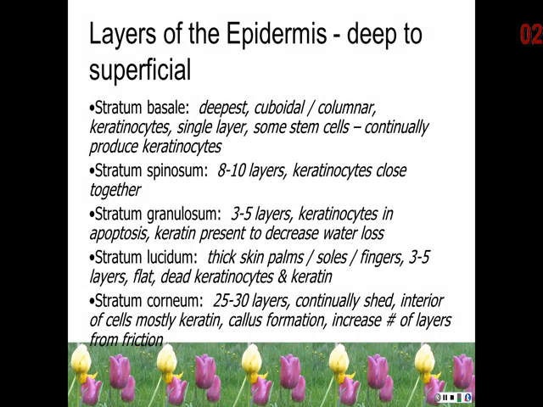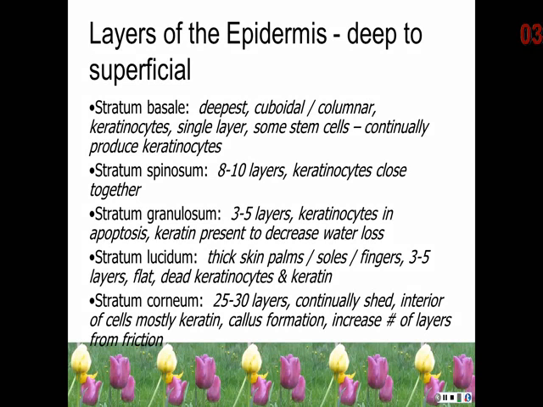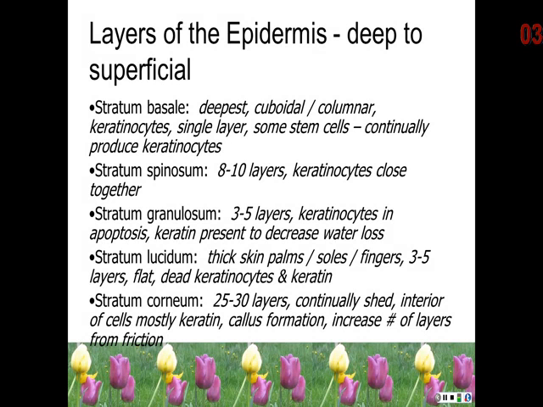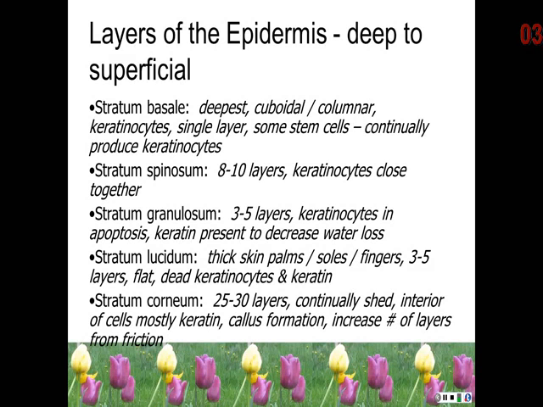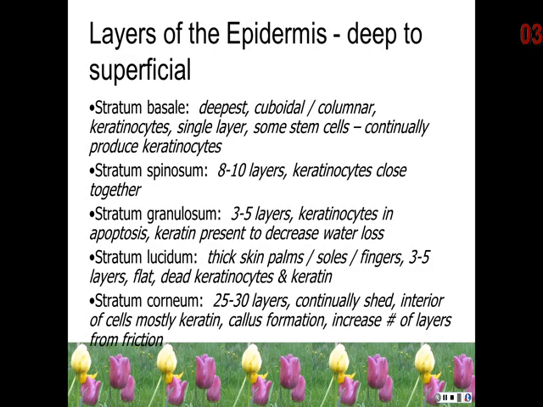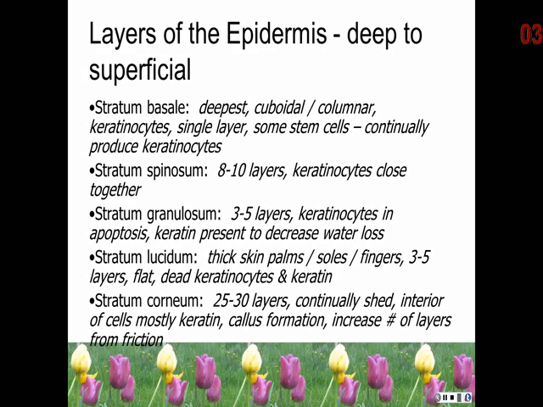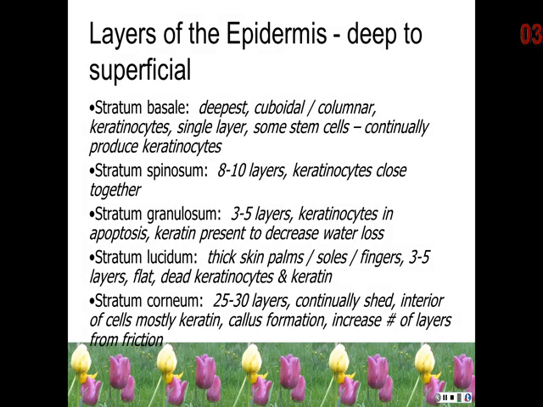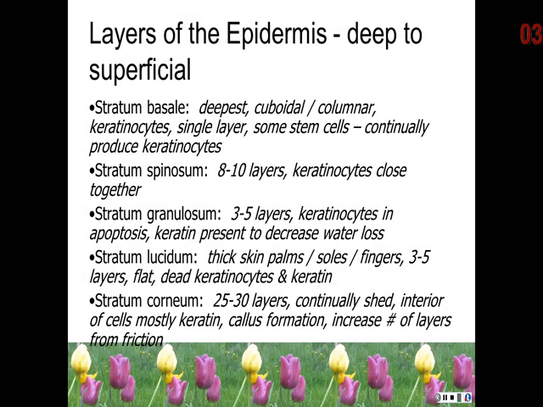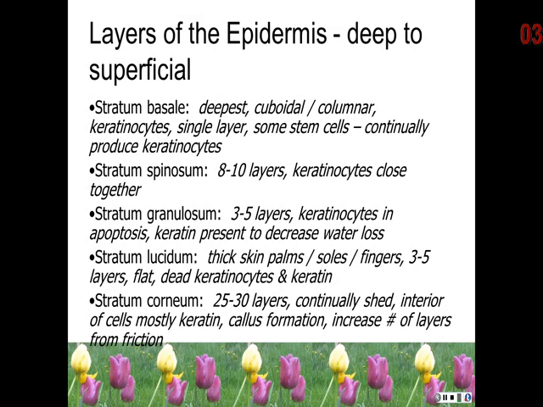Above, or superficial to this, is the Stratum Granulosum with its granular appearance. Here we have 3 to 5 cell layers of cells in apoptosis, or pre-programmed cell death. Here the cells are supposed to die, but the keratin protein remains to help decrease water loss. Above, or superficial to this, is the Stratum Lucidum. Some sources will say this is only present in the thick skin of the palms or soles of the feet. Most sources say this is just more pronounced in these areas. This is another 3 to 5 layers of flat dead keratinocytes and the keratin protein.